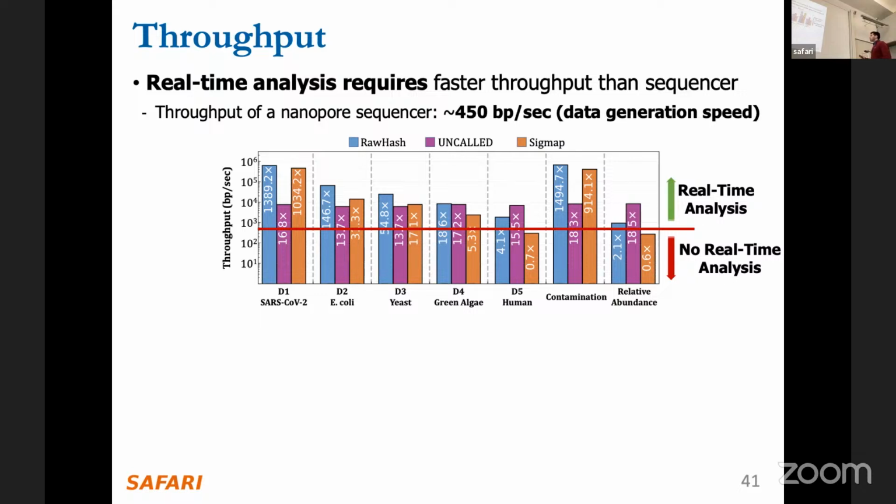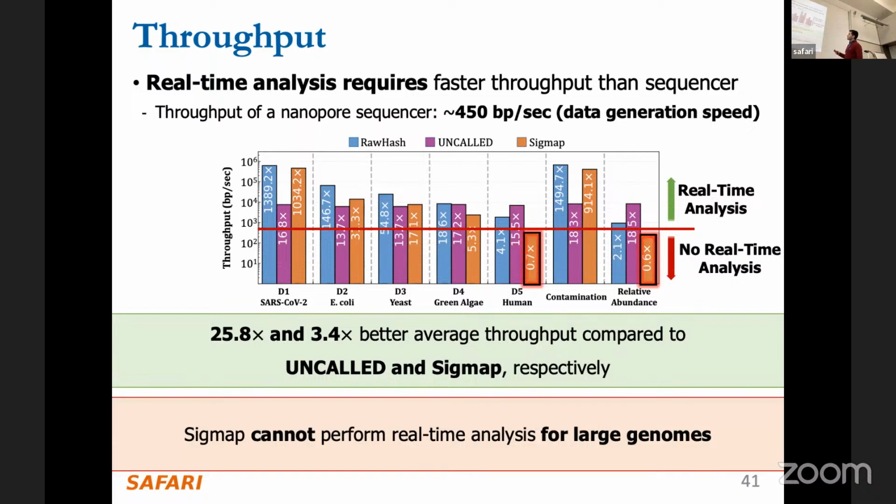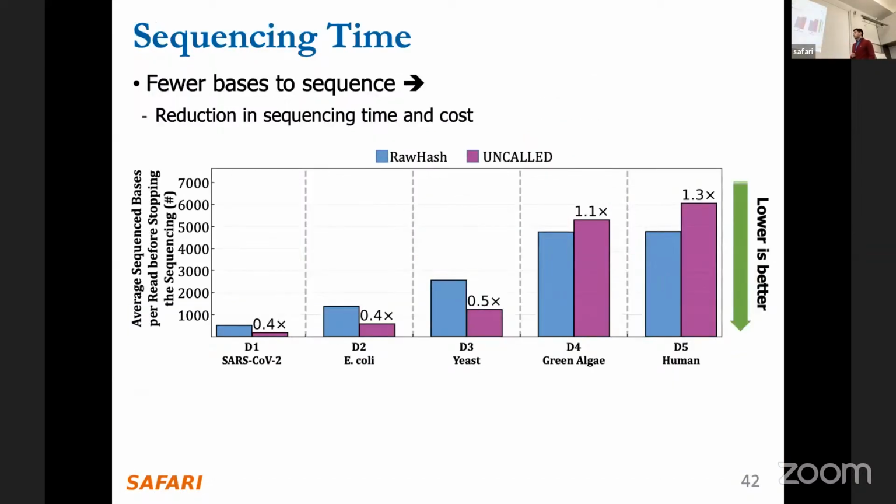And if it is below that threshold, it cannot achieve real-time analysis. The first result that RawHash shows is that it provides significant improvements of around 26x and 3.5x better average throughput compared to uncalled and sigma, respectively. The second observation is that for larger genomes, sigma cannot perform real-time analysis due to the costly distance calculation that we discussed earlier.